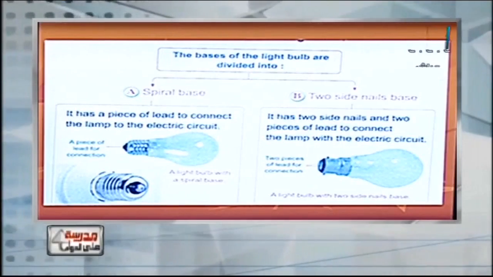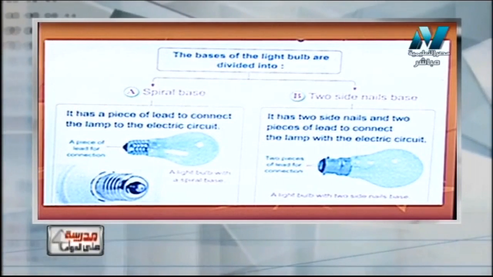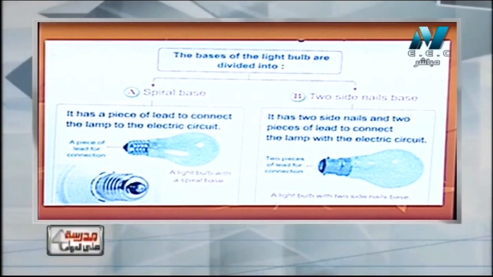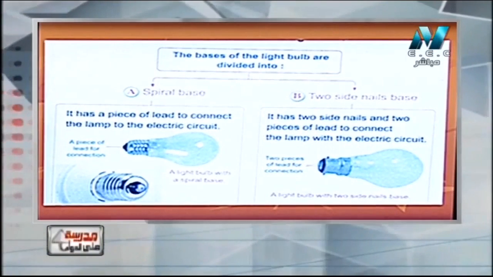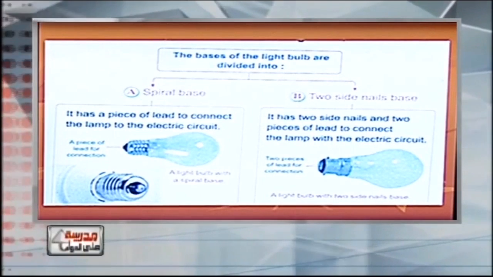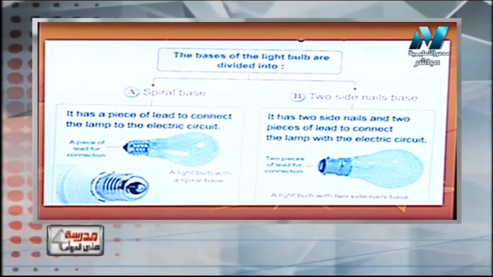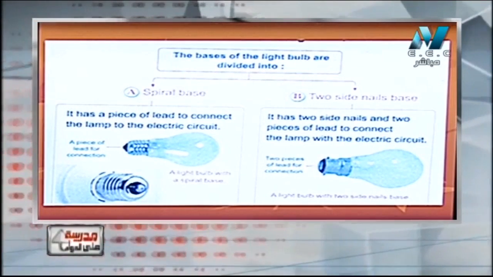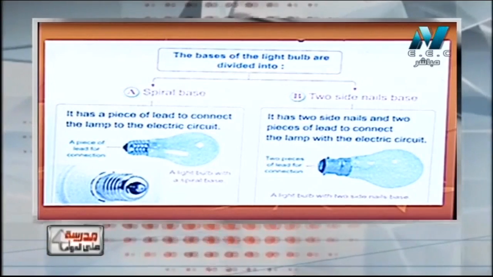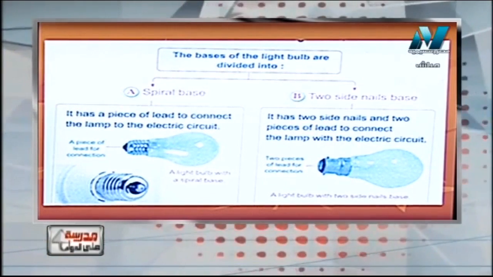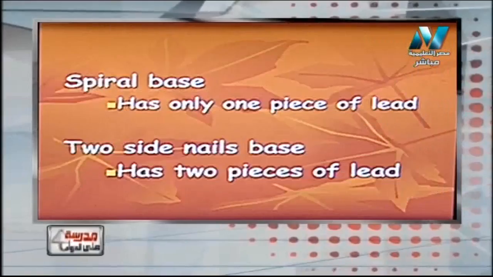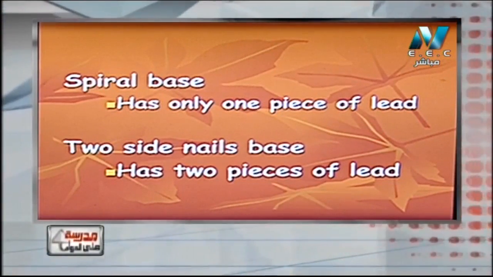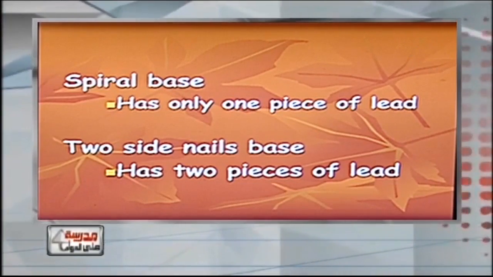So now let's see an image. Okay, here I have the two types of lamps. The spiral lamp has only one piece of lead at the base, but the two side nails lamp has two pieces of lead. So now the spiral piece has only one piece of lead as I said, and the two side nail base has two pieces of lead.